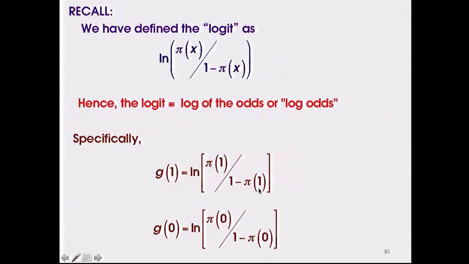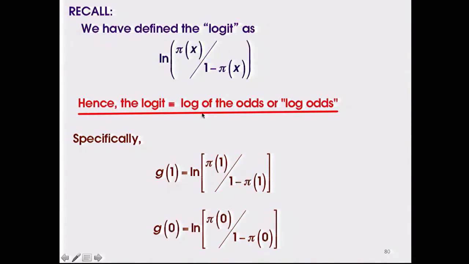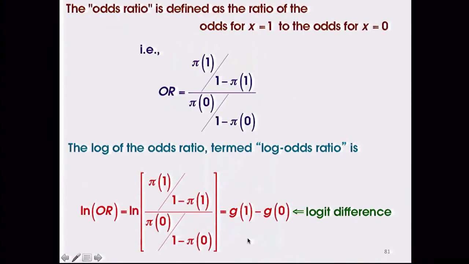Now, let's recall that we define the logit as the log of pi of x over 1 minus pi of x. So the logit is actually the log of the odds, or the log odds. Specifically, the logit for people who are exposed is the log of the odds for the exposed group, and the logit for individuals who are not exposed is the log of the odds for the unexposed group.